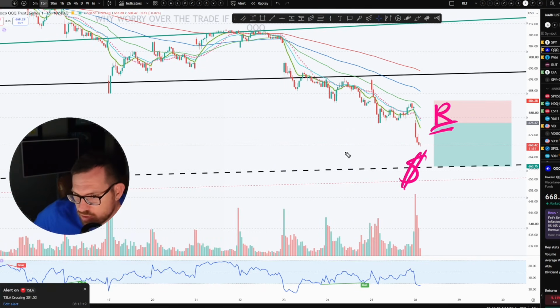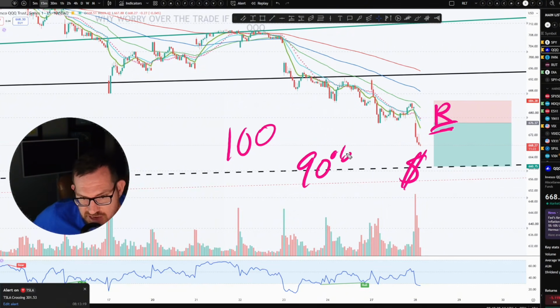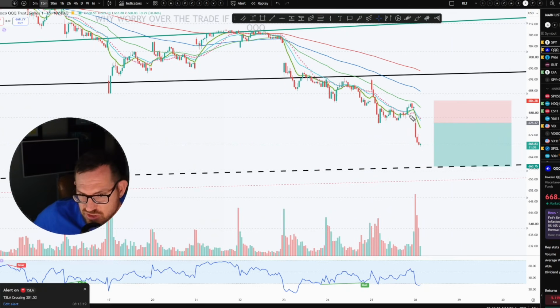Why do I care about my risk? Because risk is everything. My other strategies with credit spreads have a 90% win rate, but they still lose. It's not 100%. So because I know I'm going to lose, I have to focus on my risk, because when it all is said and done, risk is the only thing that's going to matter.